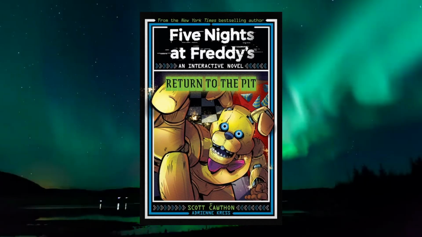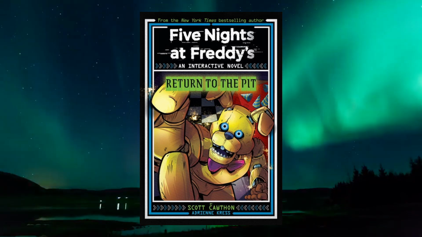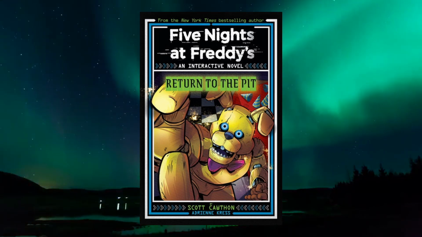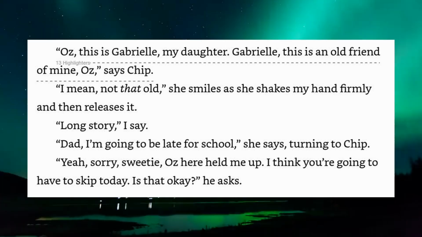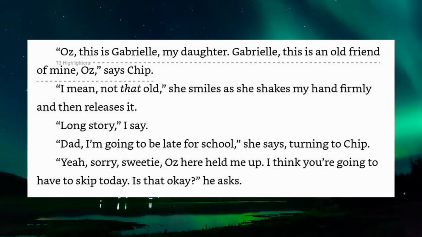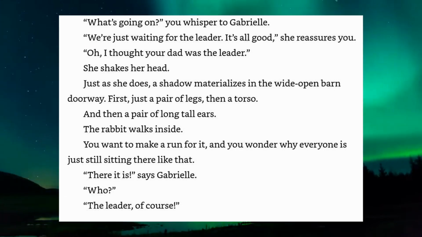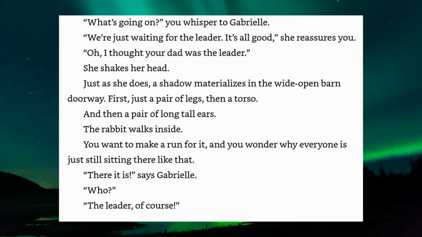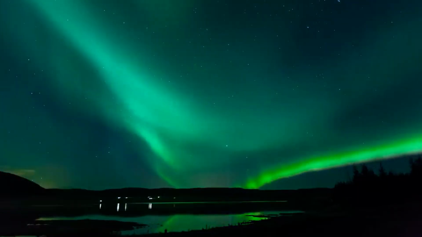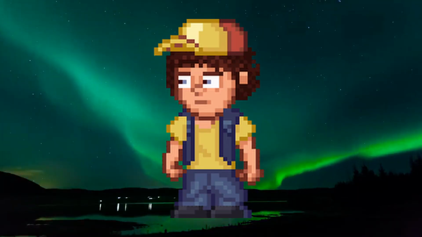The interactive novel features a branch of the story which people have termed the Avengers Path, where Oz teams up with an adult Chip, his daughter Gabriella, and a bunch of random adults to take down the Yellow Rabbit. Except the leader of the group is also the Yellow Rabbit, and every single ending goes terribly for them. This has people freaking out, as Chip knowing who Oswald is suggests actual time travel.